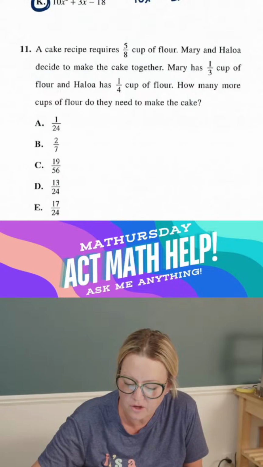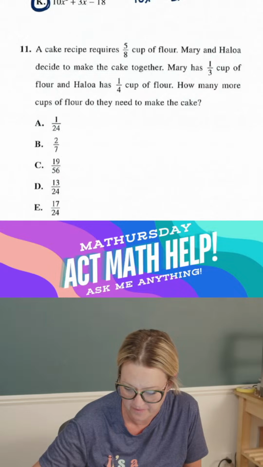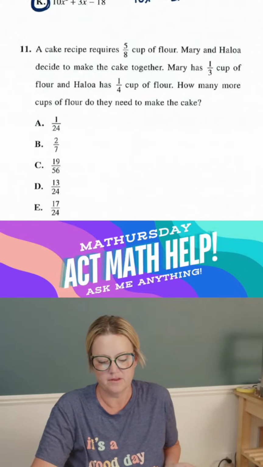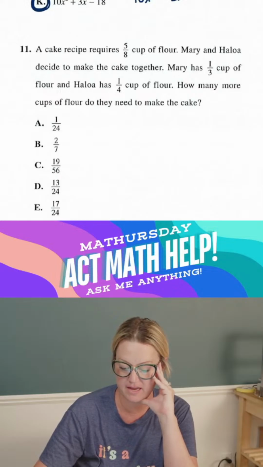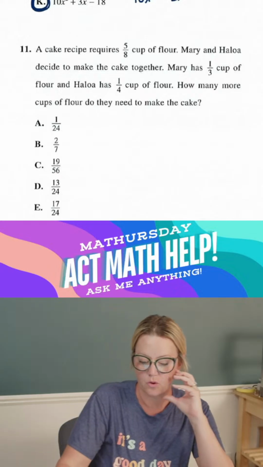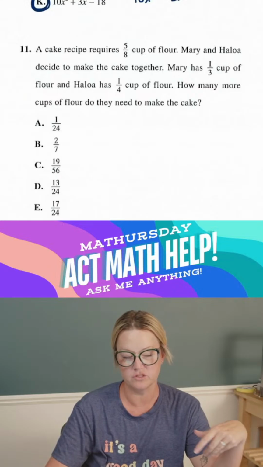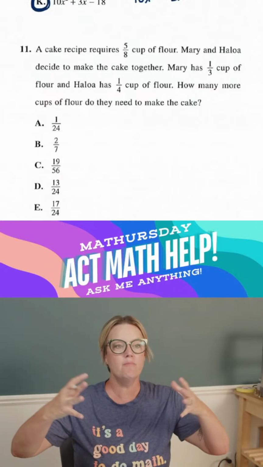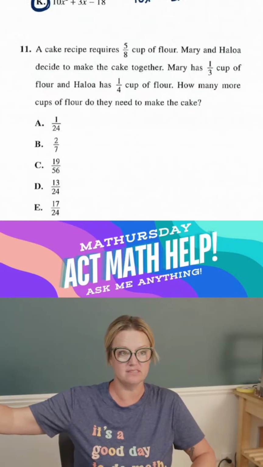Okay, so a cake recipe requires 5/8 of a cup of flour. Mary and Haloa decide to make the cake together. So Mary has 1/3 cup of flour and Haloa has 1/4 cup of flour. How many more cups of flour do they need to make the cake? Okay, so we need 5/8 total, but we have 1/3 and we have 1/4. So what we want to figure out is how much more we need to get that 5/8.